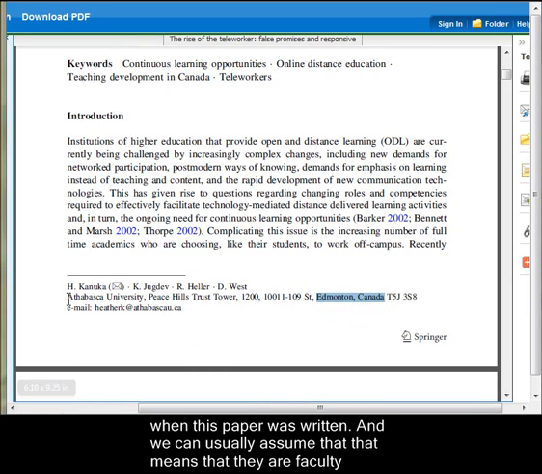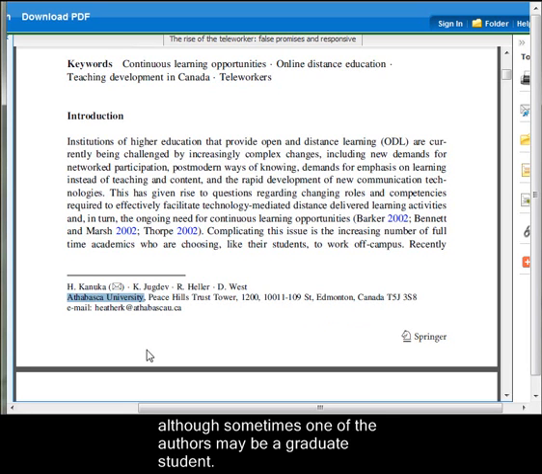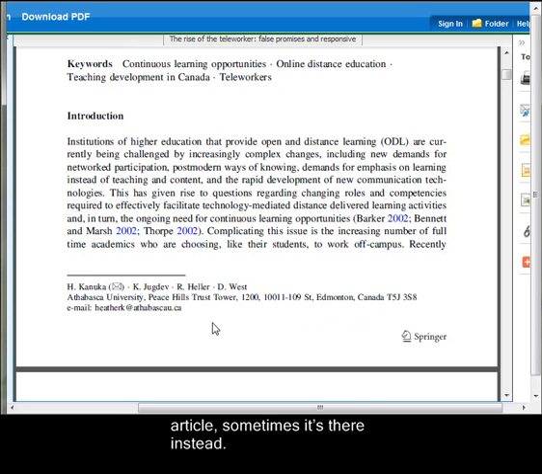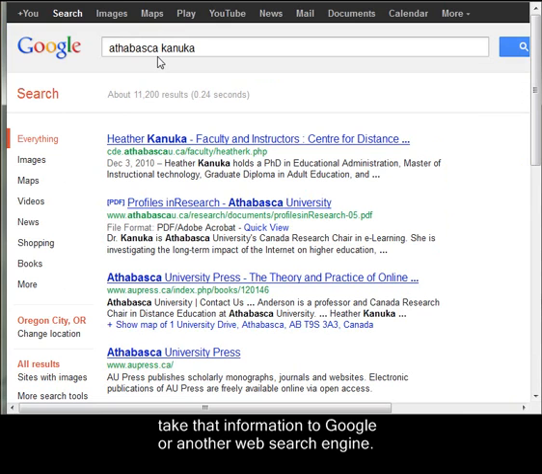And we can usually assume that that means that they're faculty members at that university, although sometimes one of the authors may be a graduate student. If you don't find any information on the first page of the article, try the end of the article. Sometimes it's there instead. Now that may be enough information for us, but if we want to know more, we can now take that information to Google or another web search engine.